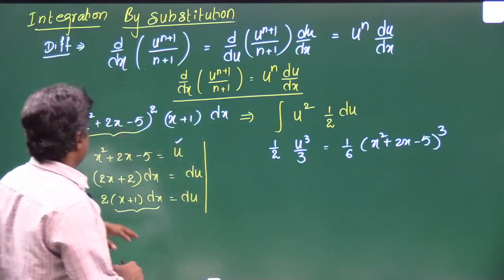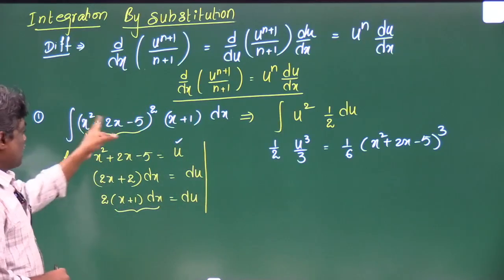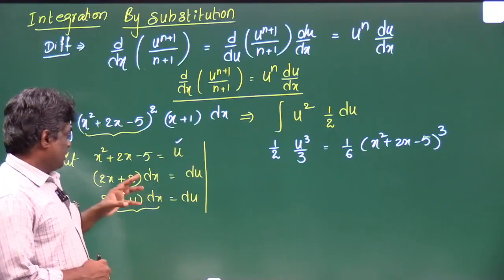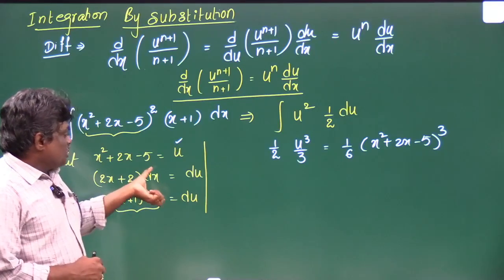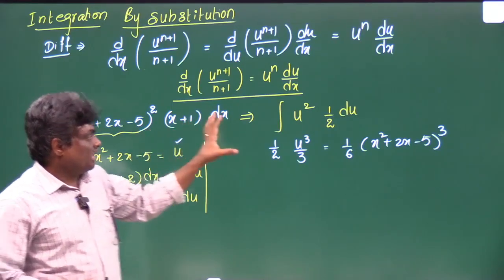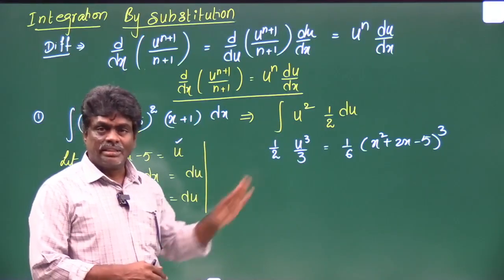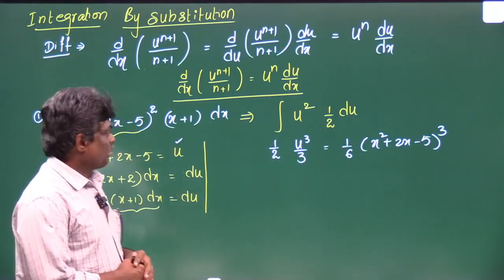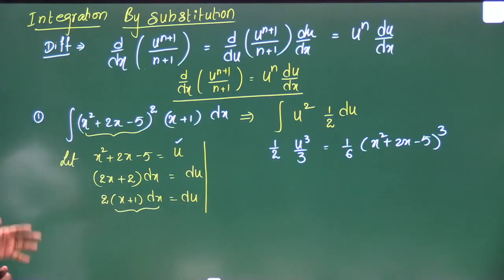That means whenever we have some function like this, we can assume it as u, differentiate it, use this assumption, substitute and convert that integral, then it is very easy to solve. So let us take one more example. First please write down.